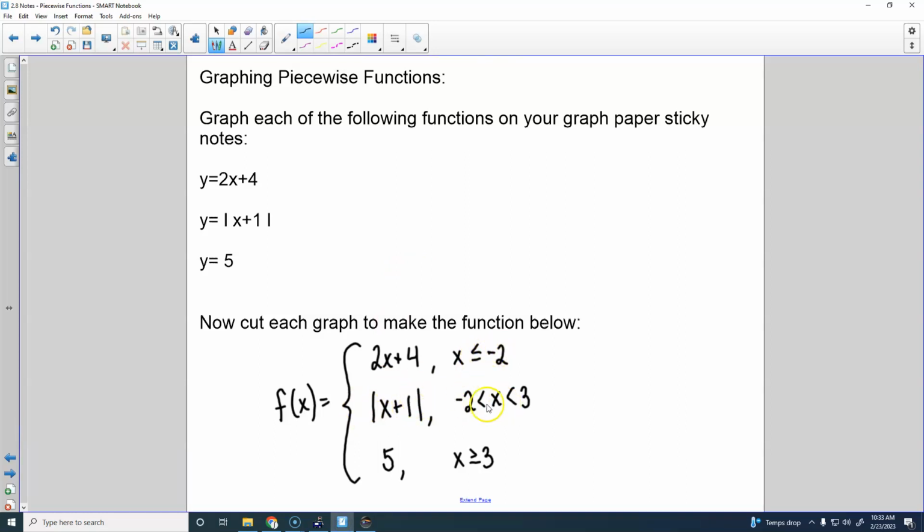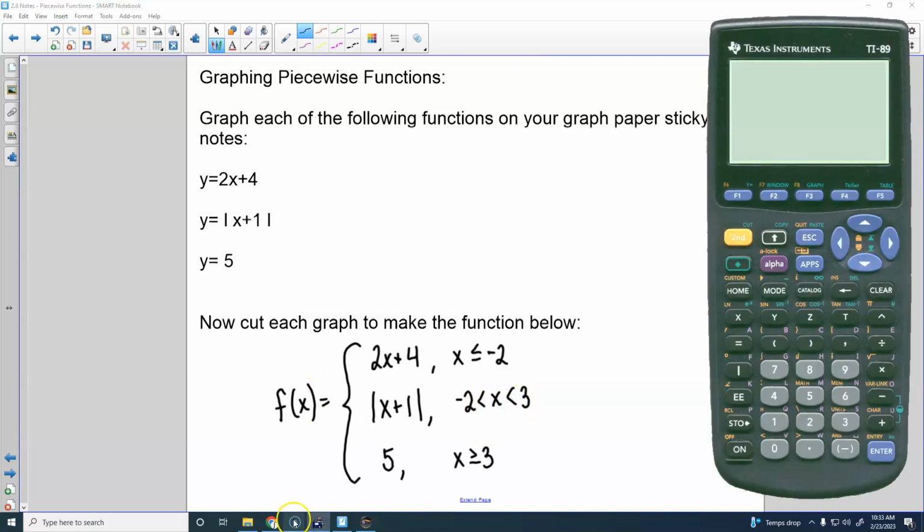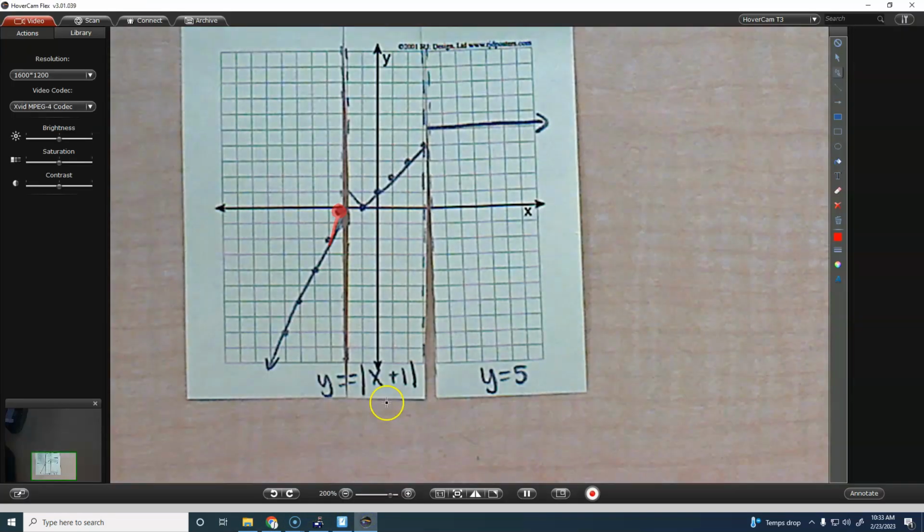For the middle graph, we've got less than signs for our limits here. They are not or equal to. So for that, we are going to use open circles. So we're going to draw a circle right here that's not colored in, and on this end right here, we're going to draw a circle that's not colored in. And then for the last section, we've got an or equal to sign with that 3. So up here where this one ends, we would have a colored in circle there.